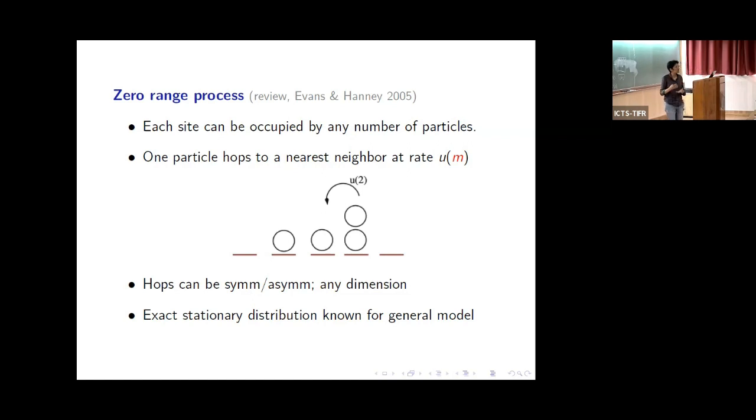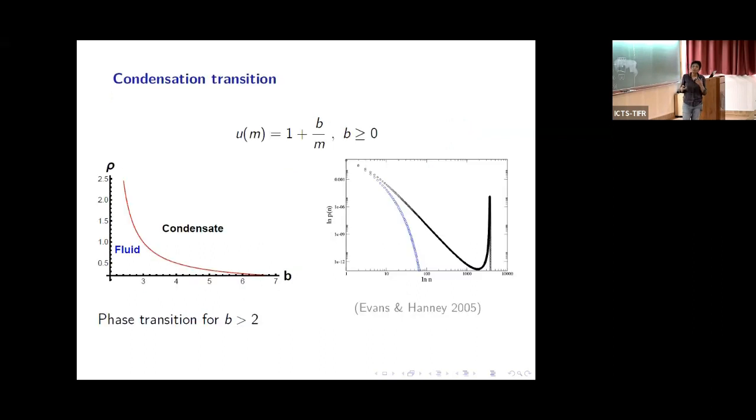The cool thing about this model is that the stationary state distribution is known exactly. Furthermore, for certain choice of rates, there's a phase transition. If I choose the rates to be this, then the total density in this model is conserved. So if I fix a density and I change this parameter b, then as b is increased, the system goes from a fluid phase in which each site has order 1 mass to a condensate phase in which there is one cluster which carries a finite density of mass in the system. And the rest is distributed as a power law. This is all the standard story, which is very well known and studied by many people in this room.